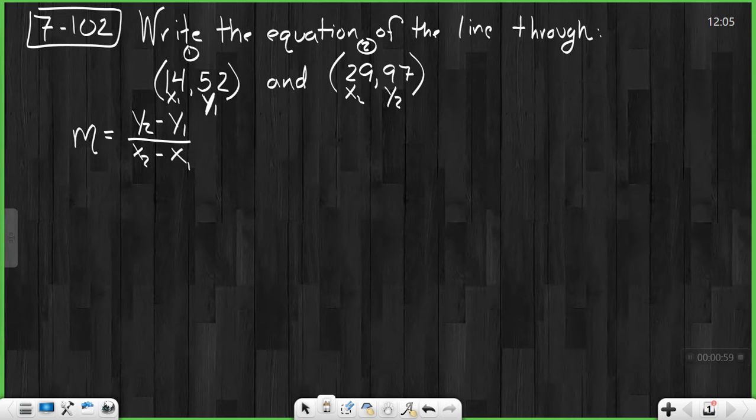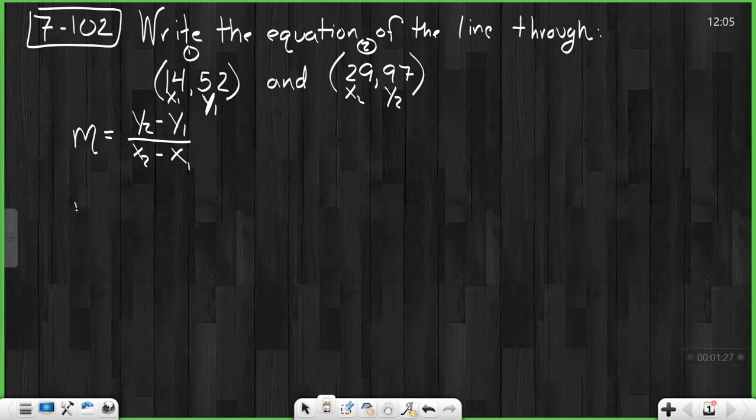If you don't believe me, switch the points. Try it again. You'll get the exact same slope. The key is that you are consistent. So if I'm using 97 here as my y2, I must use 29 as my x2. Those are both from the point 2. So I'm going to use these to find my slope first. That is the very first thing you want to do when I say find the equation of a line between 2 points. You want to identify what the slope is first and use this formula to do it.